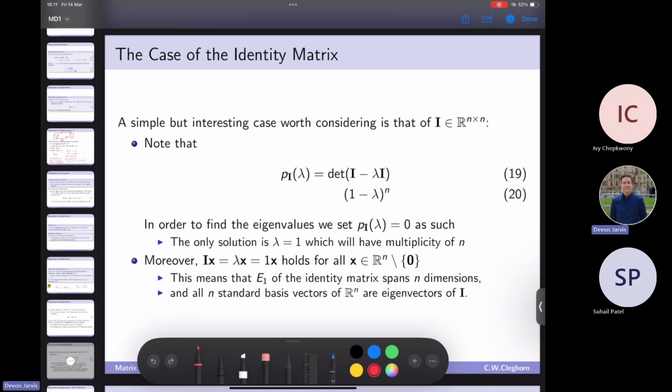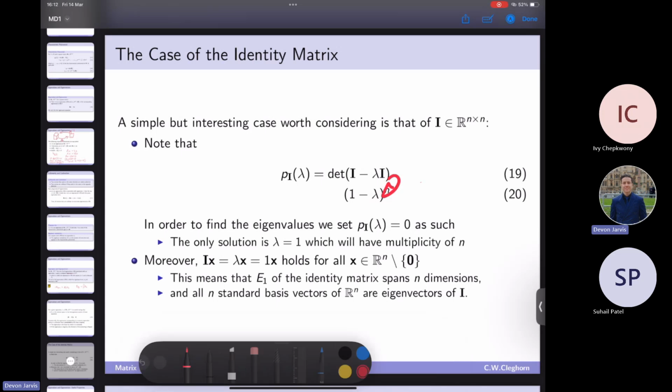Okay. In order to find the eigenvalues, you then set this equal to 0, and obviously there's just one solution to this. Lambda is equal to 1. Does anyone want to hazard a guess what the algebraic multiplicity is? Correct. Who said that? Yeah, correct. n. All right. So lambda equals 1 is the solution to this equation n times.